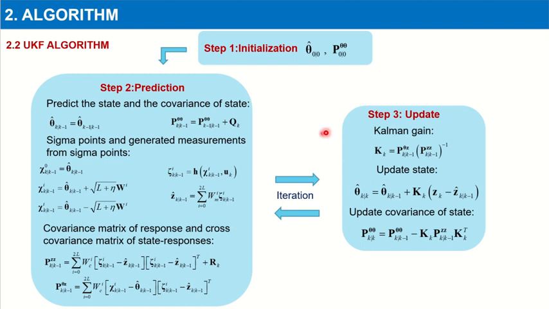Then we move to the update step. We will calculate the Kalman gain based on this matrix, the covariance of the response and the cross covariance of the state and the response. Once we obtain the Kalman gain, we have a matrix to tell us how much we should modify the state.